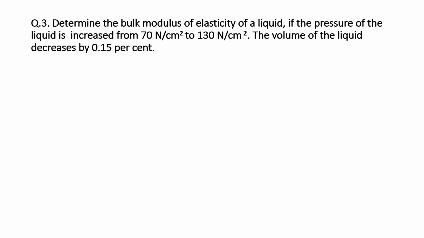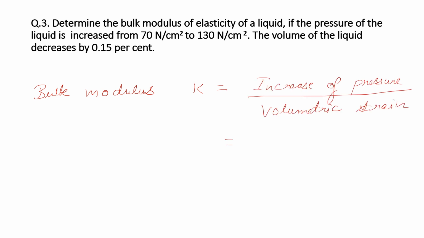The third question is based on bulk modulus. So I will define a little bit about bulk modulus first before solving this question. Bulk modulus, denoted by K, is defined as the ratio of increase of pressure to the volumetric strain. So when we say increase of pressure, then we talk about pressure difference, right? So this is our increase of pressure. And when we talk about volumetric strain, that is the decrease in the volume, or we can say change in the volume divided by the original volume.